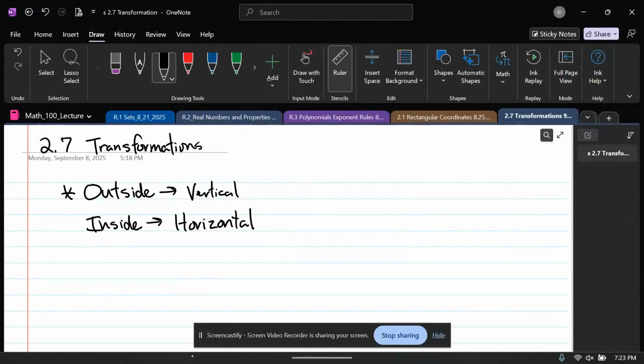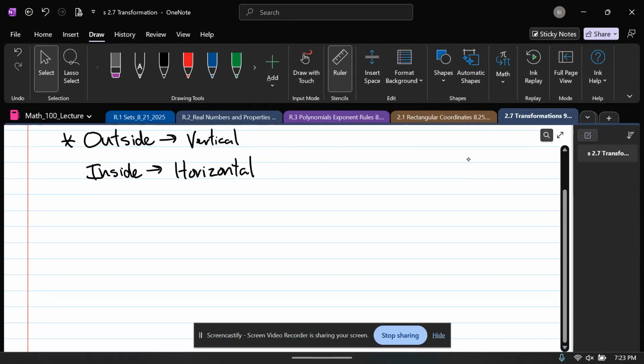So outside is vertical, inside is horizontal. So let's go through the rules of transformation and the general rules, and then we'll get into some examples of different ones.